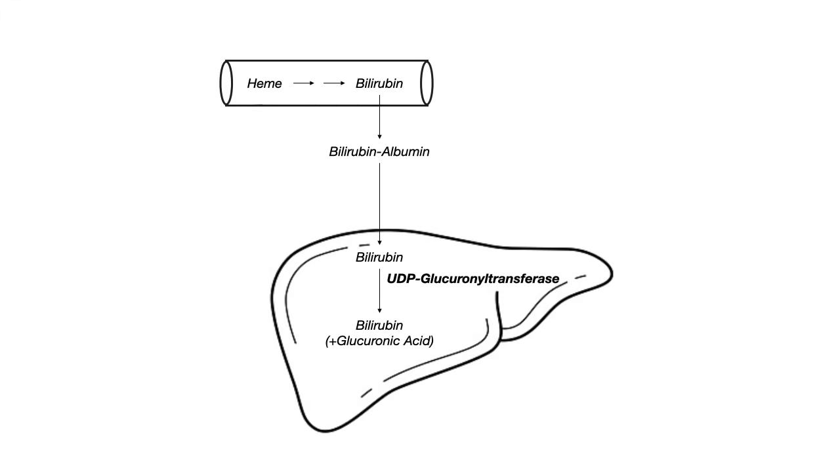Okay, so let's go back to this slide. Remember, if you knock out that enzyme, UDP glucuronyltransferase, then you have increasing levels of unconjugated bilirubin. If you only have a little deficiency of that enzyme, you're still going to get an elevation of unconjugated bilirubin, but it's not going to be as much. So that's type 1 versus type 2.